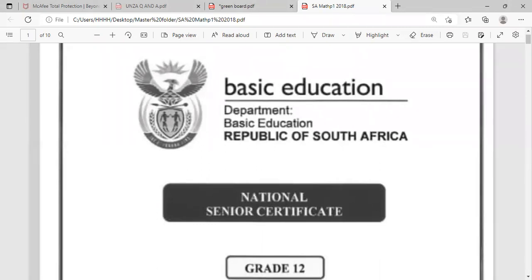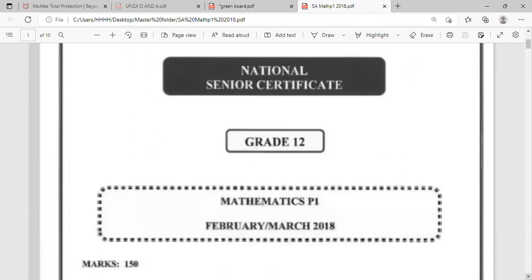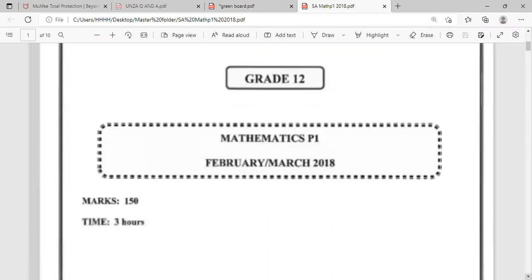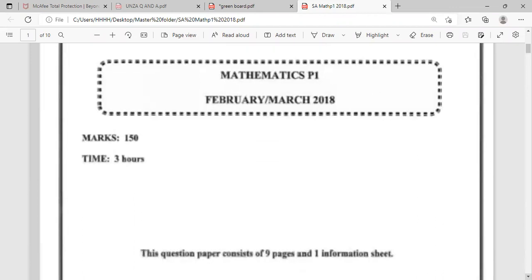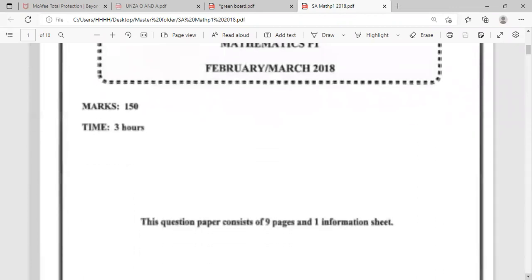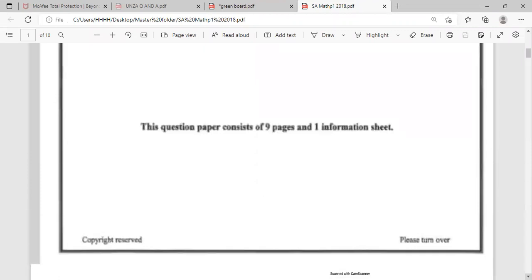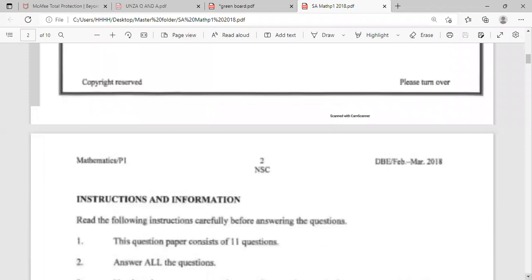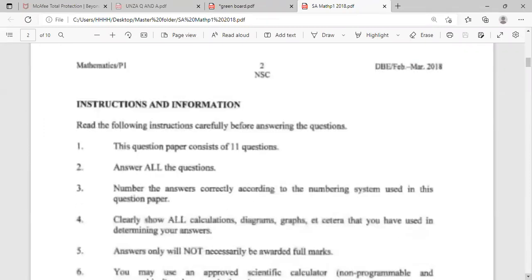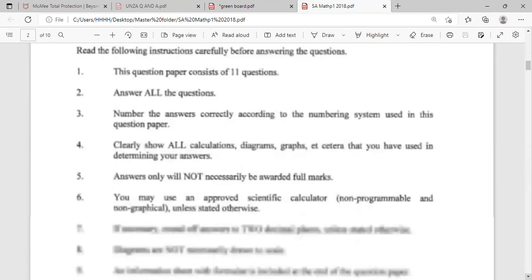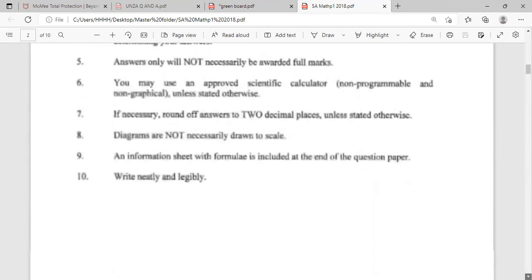So this is the National Senior Certificate, that is grade 12, mathematics paper 1 of the year 2018 in the month of February, March. The number of marks is 150, the time in which you write this paper is 3 hours. All right, so in this presentation, we are going to do just the first question. You need to answer all the questions, which are 11.